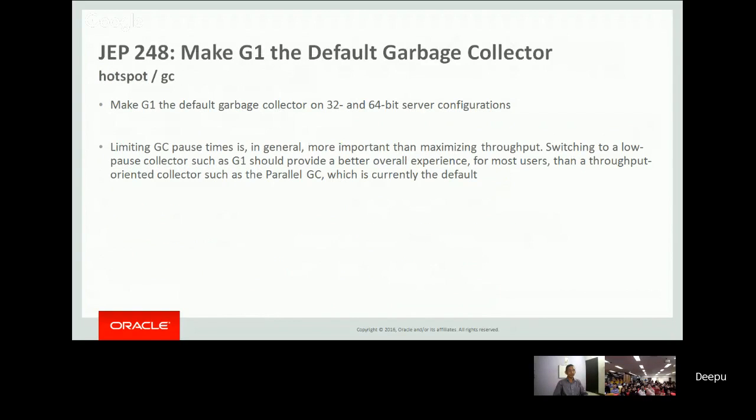Again, going forward, we had the G1 garbage collector already there for a long time, but this time we feel that G1 has reached a mature state, and we see a lot of advantages because G1 is a low pause time GC, over the parallel GC, which is more throughput oriented. We are talking about a low pause garbage collector, G1. So we are going to make G1 the default.